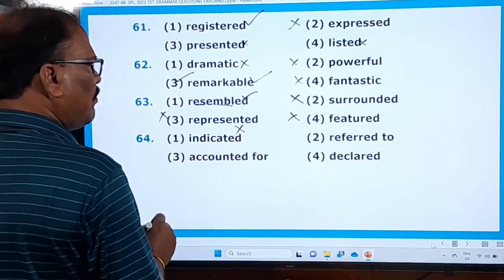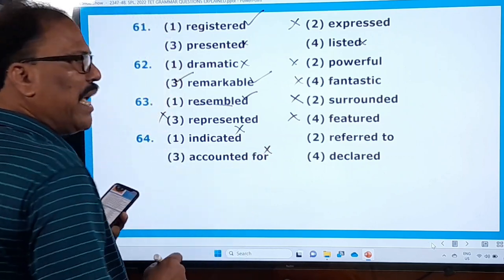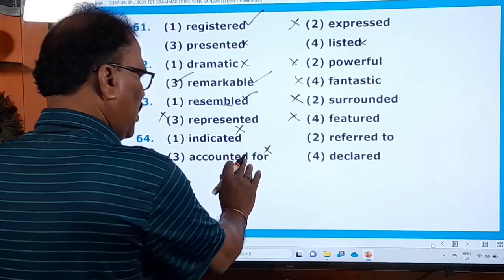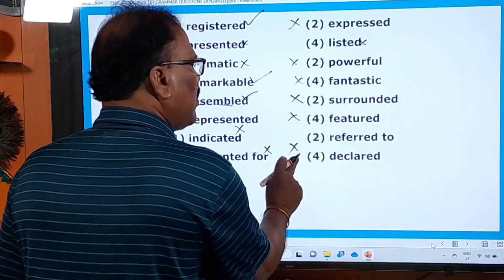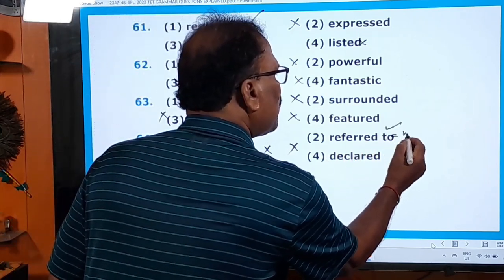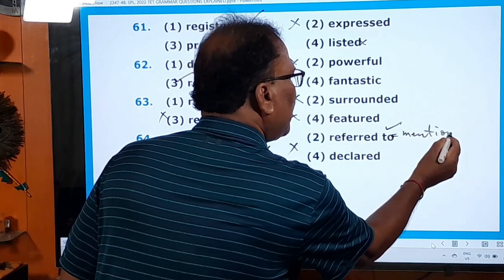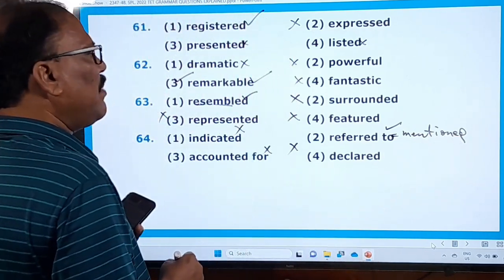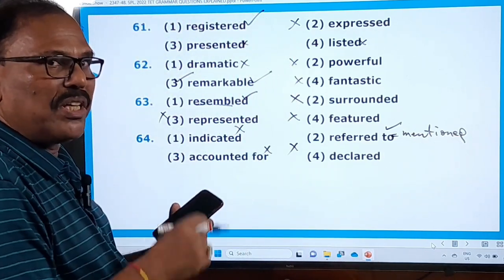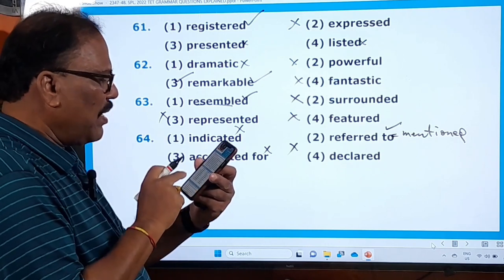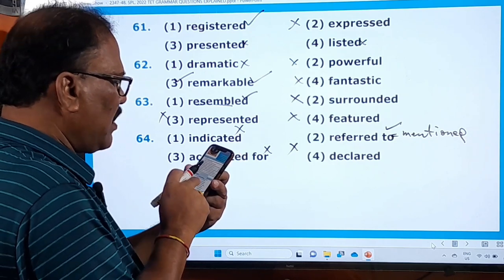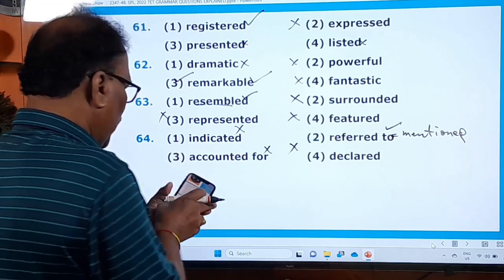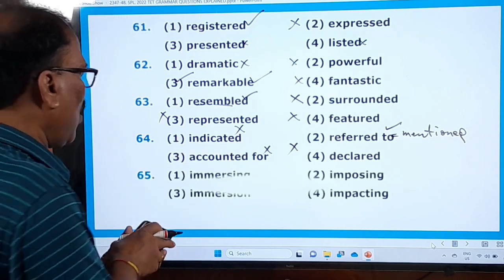This is not suitable. Accounted for means gave an explanation for something. No, it doesn't suit there. Declared means announced. So these three words don't suit there. Only referred to. Referred to means mentioned. So this explosion is mentioned as the Tunguska event. So the second one is the right answer, right?